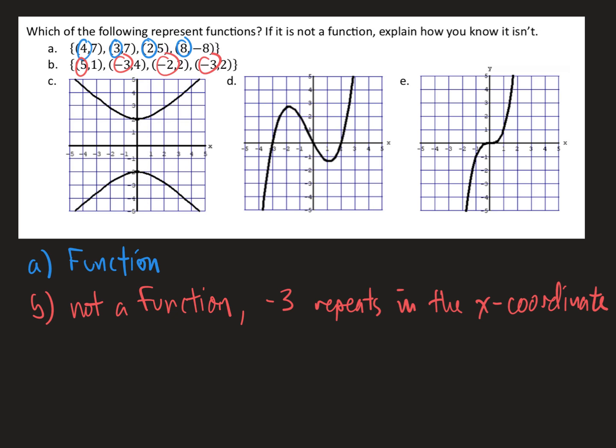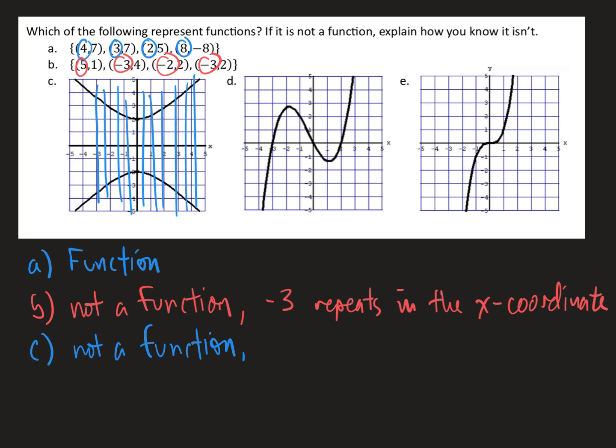Now for the graphs for parts C, D, and E, you can see pretty clearly that some of these will, or one of these won't, be a function. So for part C, I'm going to go ahead and just let the cat out of the bag that this is not a function. And the reason is, and this is how I expect my students to show work, it fails the vertical line test.